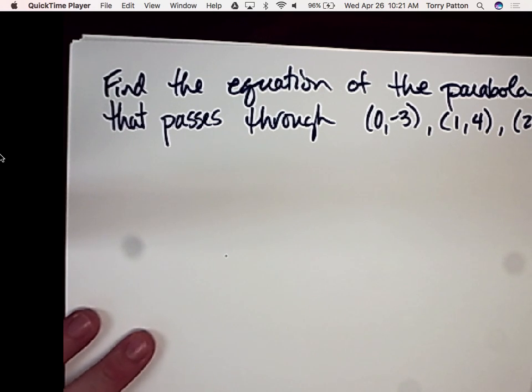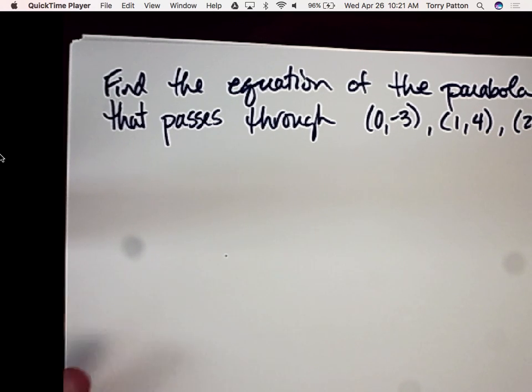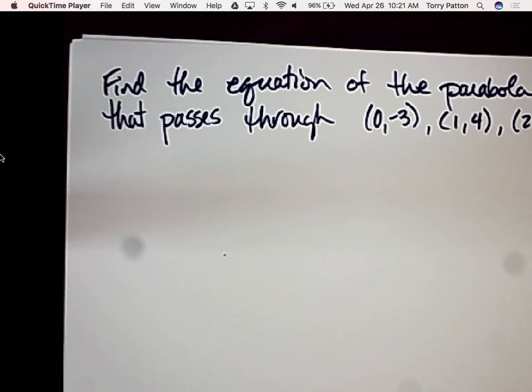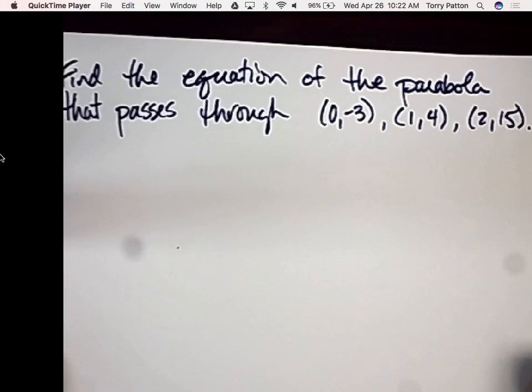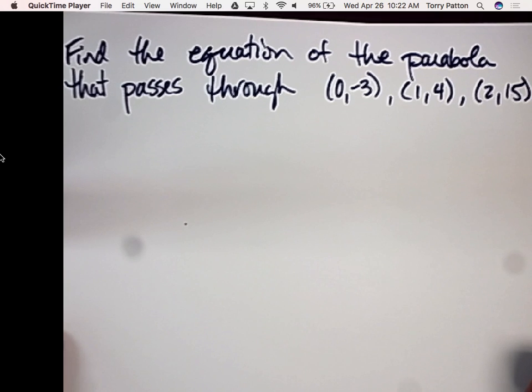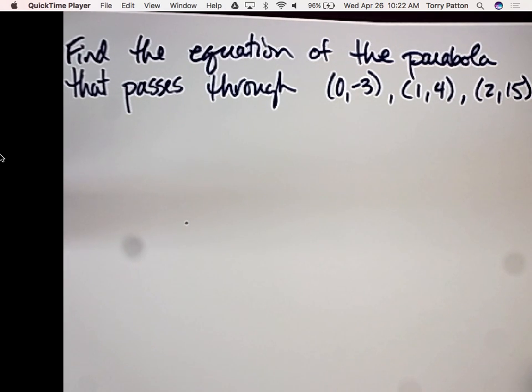Well, I didn't say it could be in vertex form or it could be in standard form. If it's in vertex form, you got to figure out H, K, and A. If it's in standard form, you got to figure out A, B, and C. Okay, so let's look at standard form.